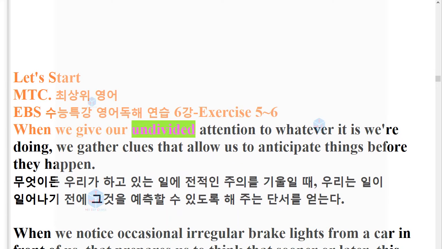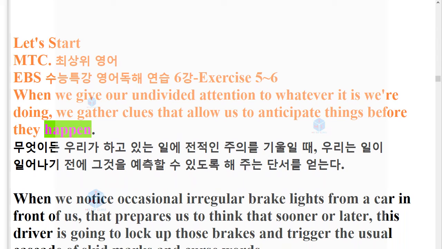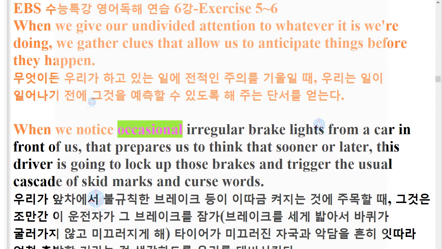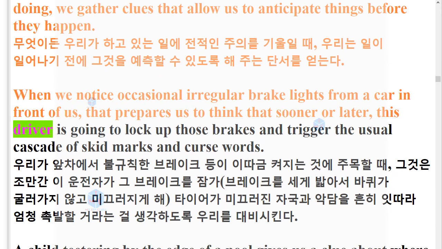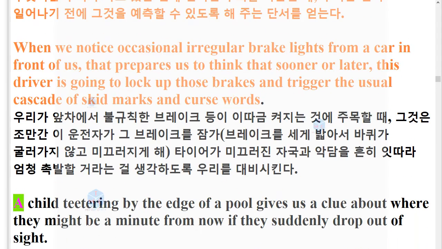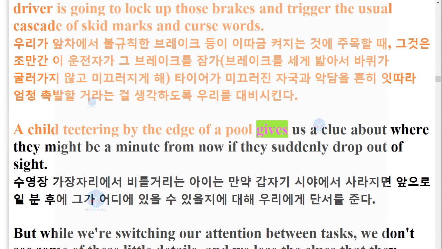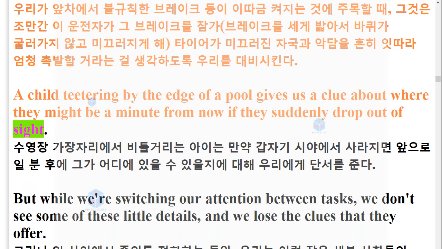When we give our undivided attention to whatever it is we're doing, we gather clues that allow us to anticipate things before they happen. When we notice occasional irregular brake lights from a car in front of us, that prepares us to think that sooner or later, this driver is going to lock up those brakes and trigger the usual cascade of skid marks and curse words. A child teetering by the edge of a pool gives us a clue about where they might be a minute from now if they suddenly drop out of sight.